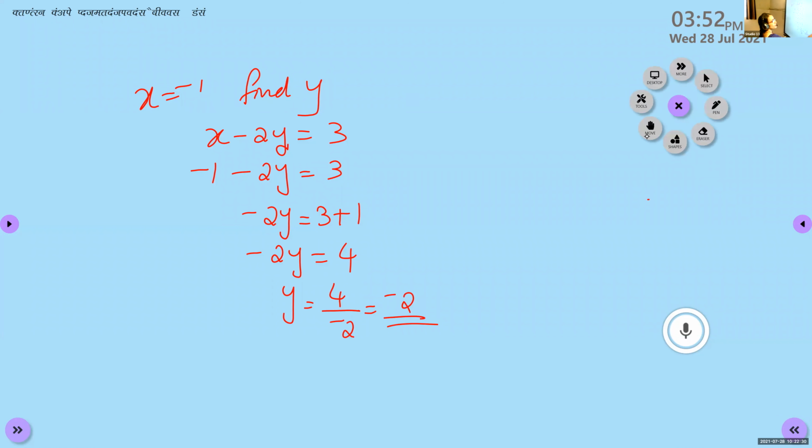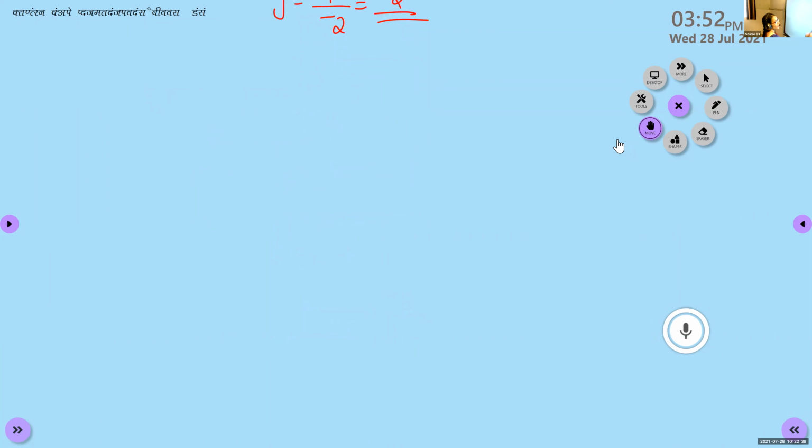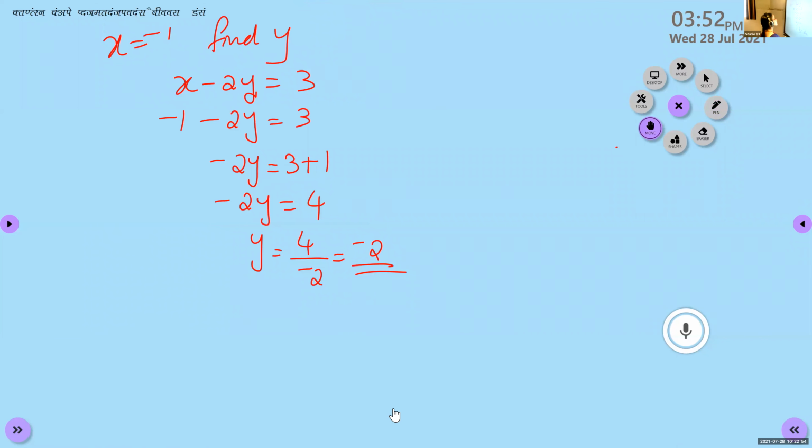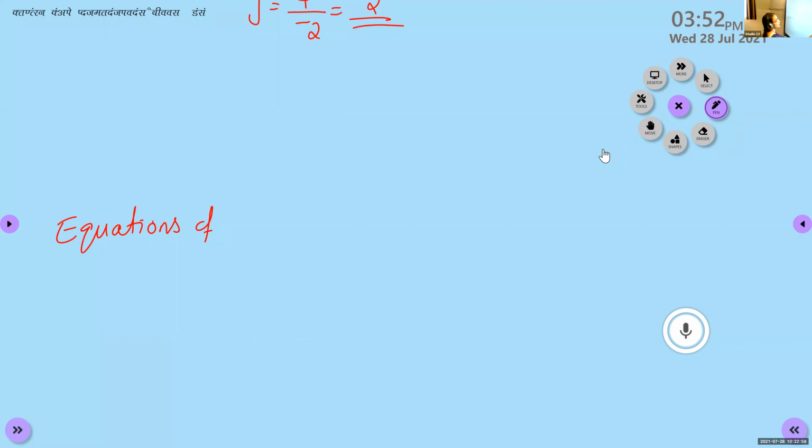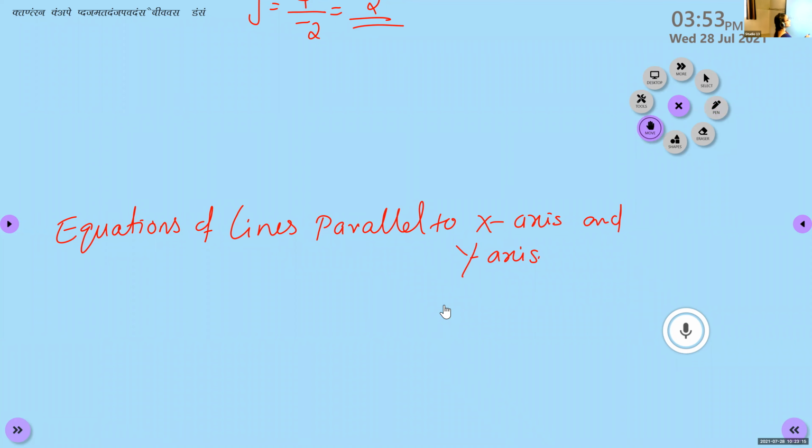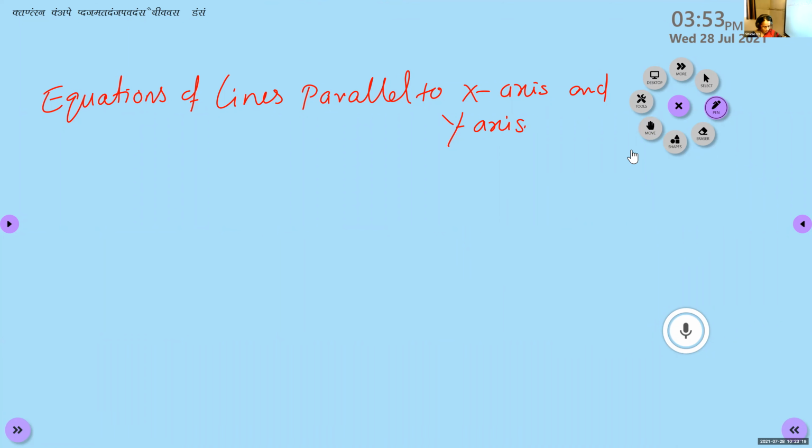Okay. Now, next heading is equations of lines parallel to x-axis and y-axis. Can you show that last two? Equations of lines parallel to x-axis and y-axis. Okay, ma'am.